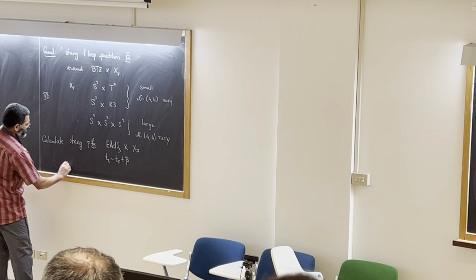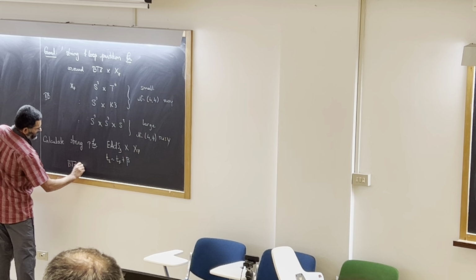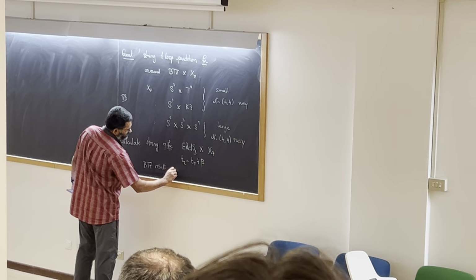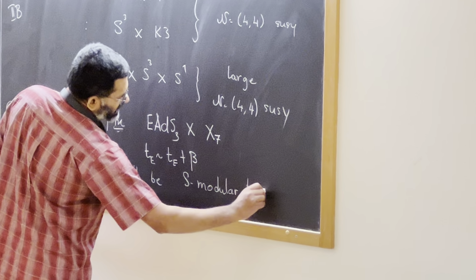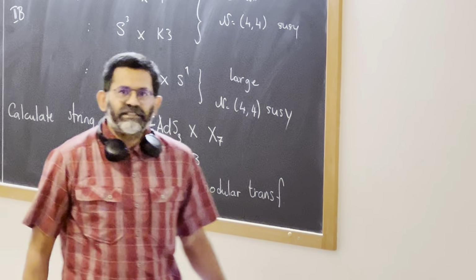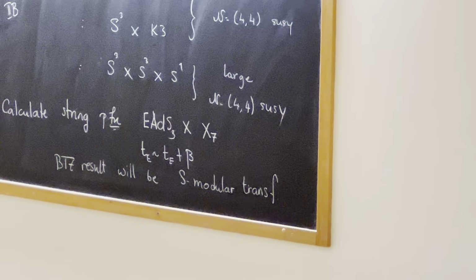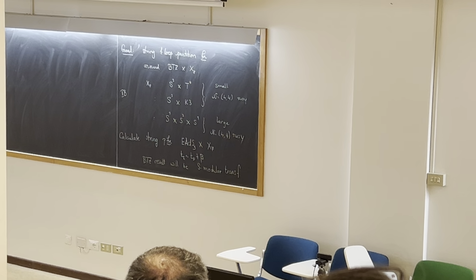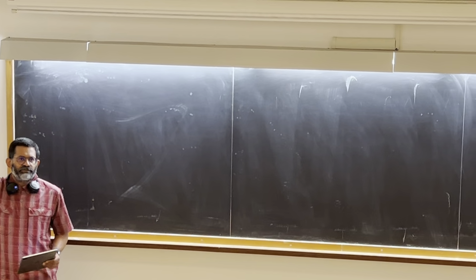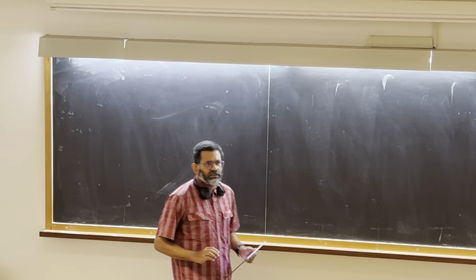And the BTZ answer will be a modular transformation of this answer. Okay. So that's one reason to pick this example, because we can actually do first principles computations. So let me say a few words about what the structure is from the string theory point of view for the first bit of the talk, so I can tell you what the ingredients are, and then I'll switch gears and talk about the algebras that you get and what kind of expectations you would have.